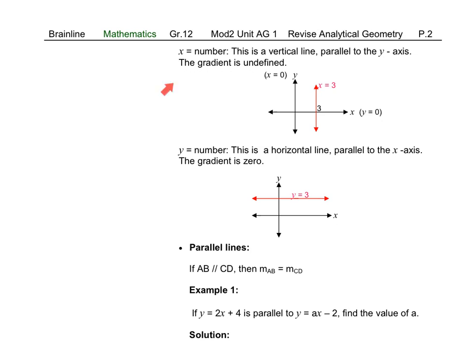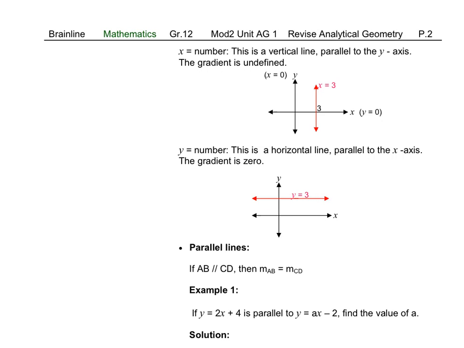Then we also had special graphs. If x is equal to a number, then it's a vertical line parallel to the y-axis and the gradient is undefined. If y is equal to a number, we have a horizontal line parallel to the x-axis, and in this case the gradient is 0.